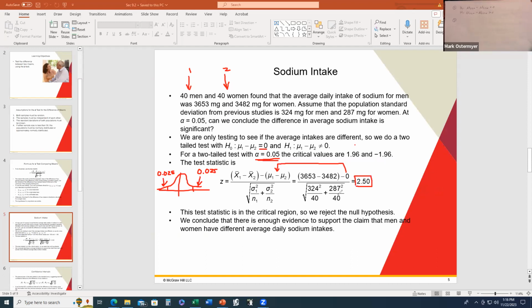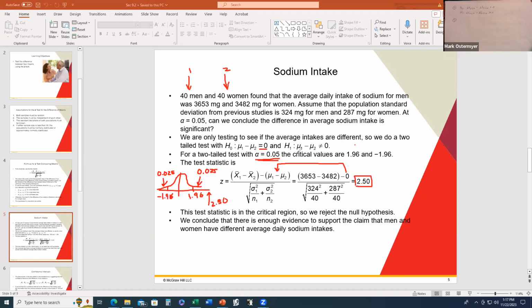And of course, we need to establish our rejection and acceptance regions. So our critical Z values, by using your inverse norm function, would be found to be a positive 1.96 and a negative 1.96. And we can see, ladies and gentlemen, that our test statistic 2.50 falls safely in the upper tail rejection region because it's greater than 1.96. And therefore, at the 5% level of significance, we are going to reject the null hypothesis.